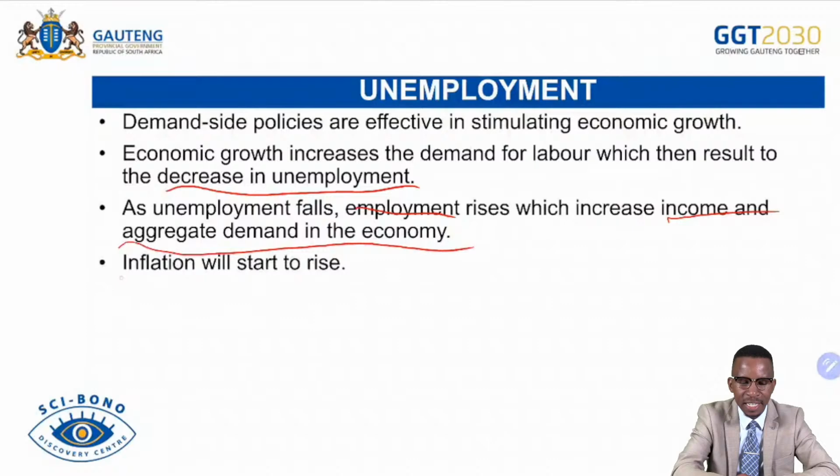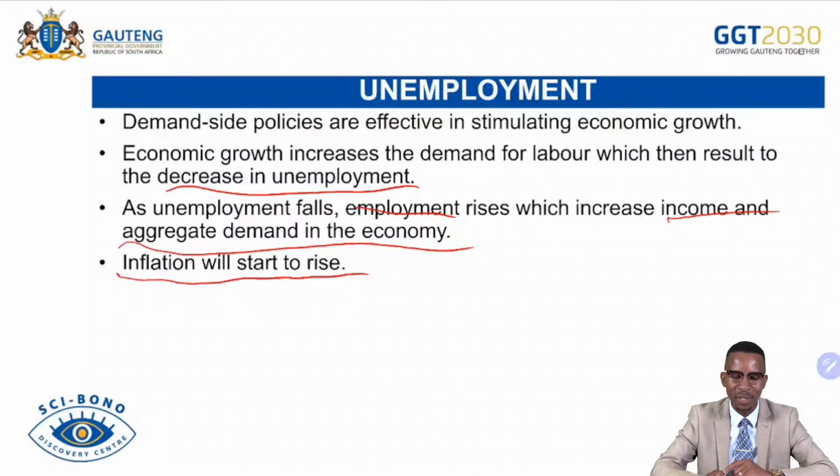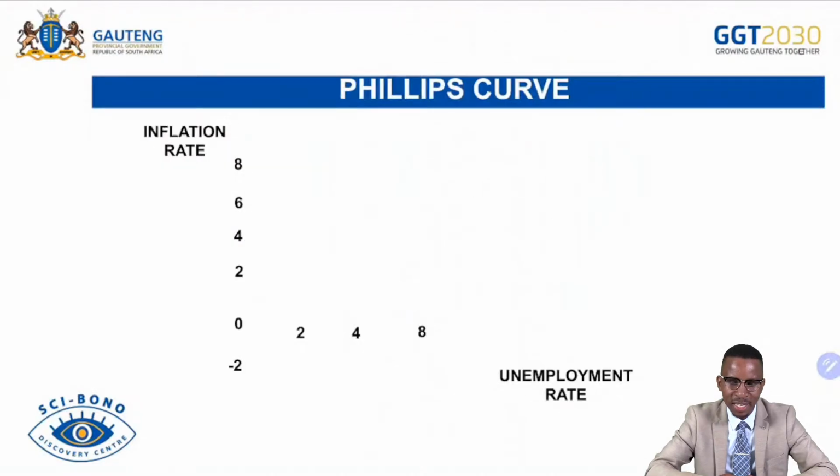So inflation starts to increase, and remember, in this case, the relationship between unemployment and inflation is illustrated by the Phillips curve, or PC curve, which explains the inverse or negative relationship between inflation and unemployment. Because if ever unemployment increases, inflation decreases due to the fact that there is less money and less demand for goods and services in the economy. But if ever unemployment decreases, inflation increases, responding to more income available and the greater demand for goods and services. So this indicates the Phillips curve.